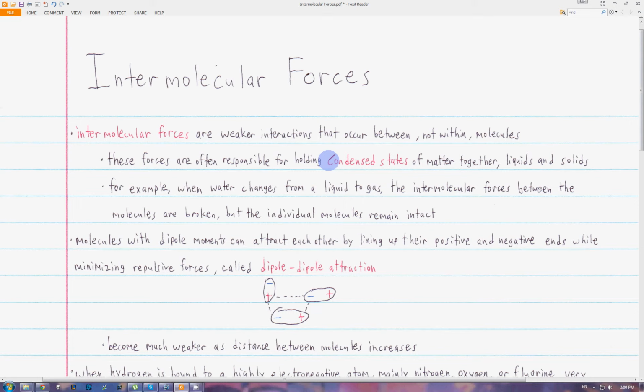So for example, when water changes from a liquid to a gas, really only the intermolecular forces between the individual water molecules are broken. The individual molecules, the covalent bonds within them, remain intact. So it's a lot easier to break intermolecular forces than the actual bonds holding a single molecule together.